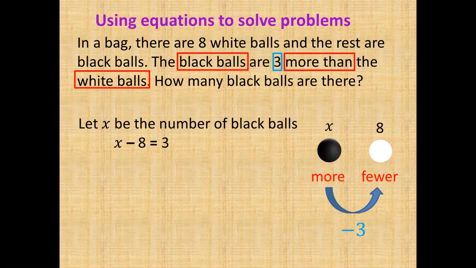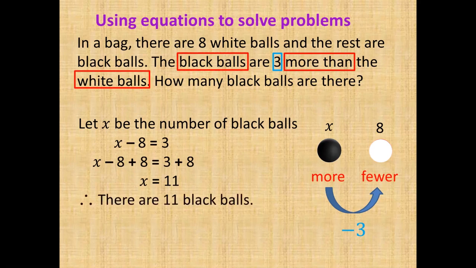And then according to the way of solving simple equations, we know that we need to do plus 8 on both left and right hand side. And then finally, we got the result: x equals 11. What does it mean? It means that we need to have a statement telling that x means 11 black balls. So that's why there are 11 black balls according to our finding.